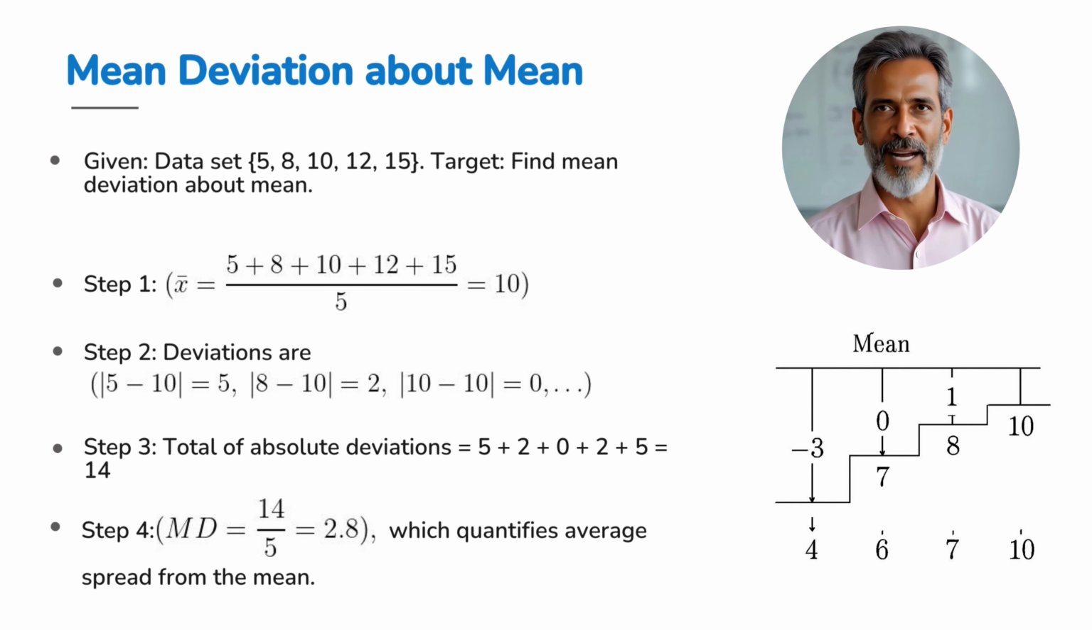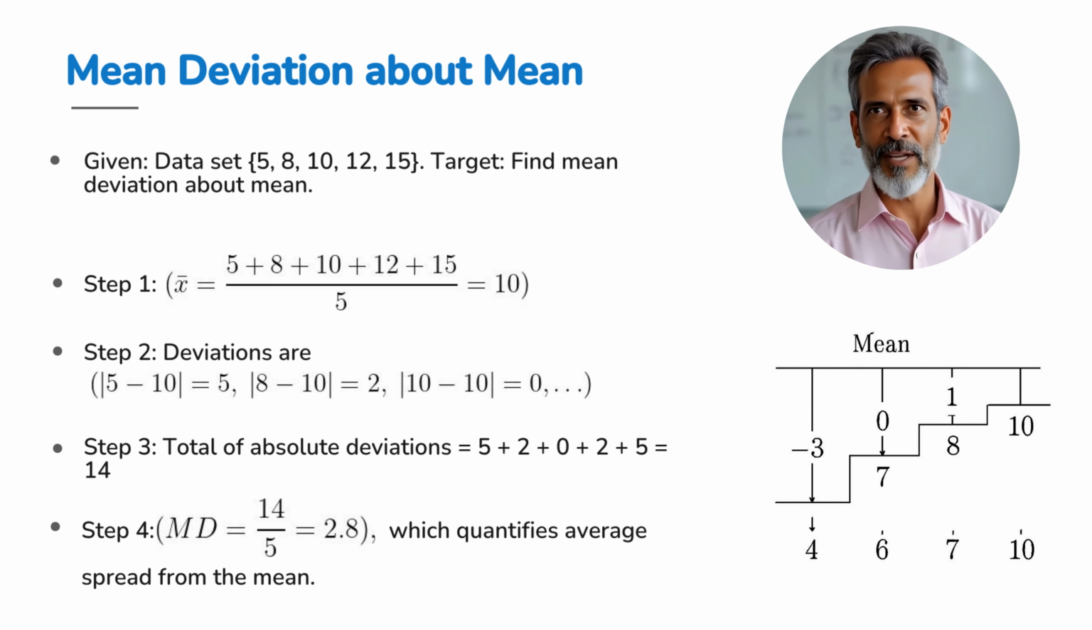Next, find the absolute deviations from the mean. For 5, the deviation is 5 minus 10 equals minus 5, absolute value 5. For 8, it's 8 minus 10 equals minus 2, absolute value 2. For 10, 10 minus 10 equals 0. For 12, 12 minus 10 equals 2. For 15, 15 minus 10 equals 5.